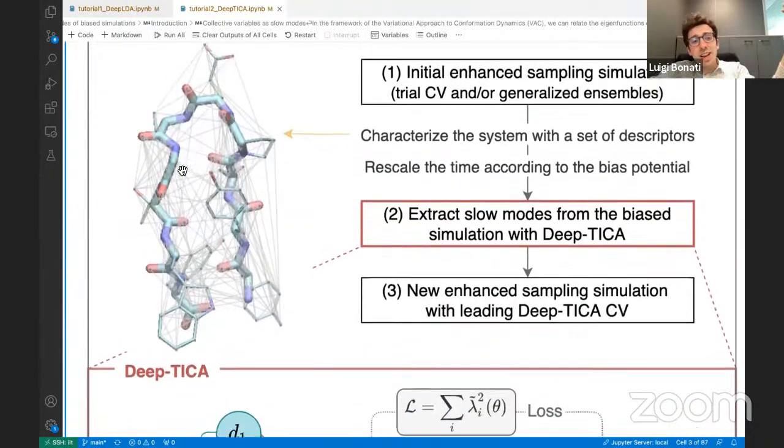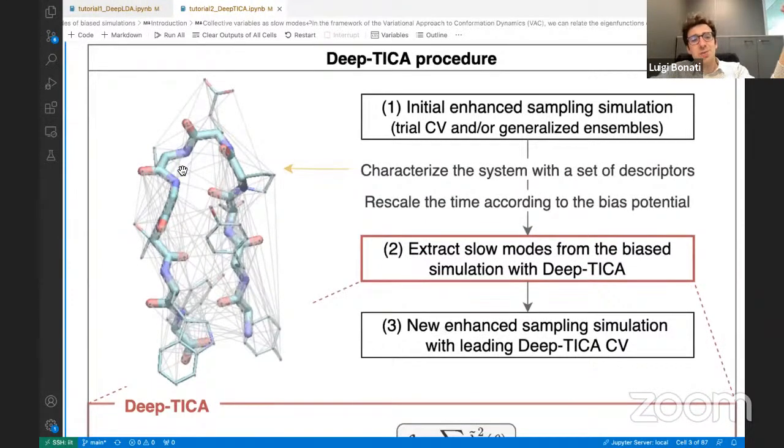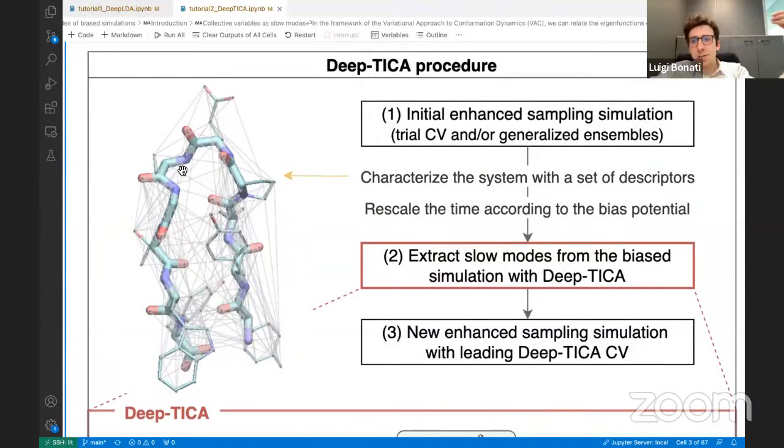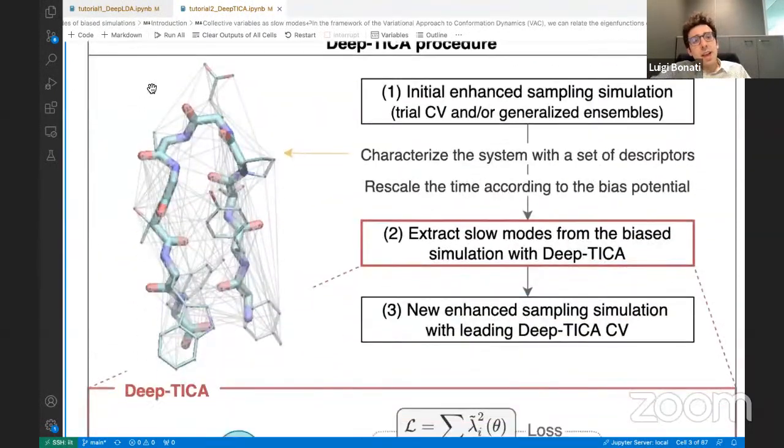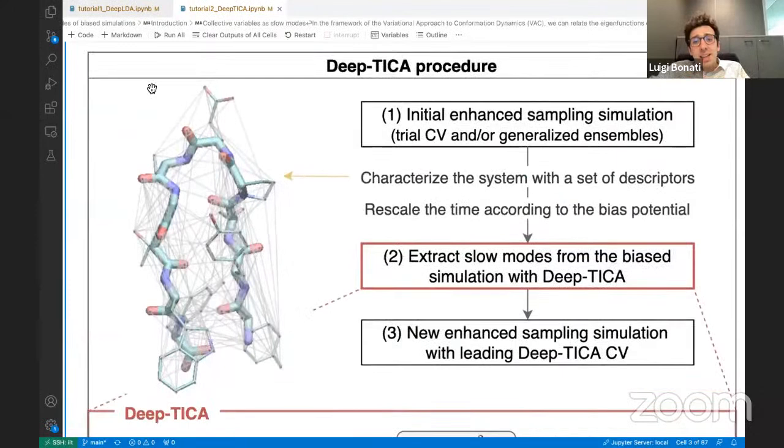In general, what I would suggest is to try to select a subset of these descriptors. The nice thing is that this can be done, if you check out also the reference paper here, in a very blind and data-driven way. In the case of the small protein, chignolin, what we did was first to train a CV using as descriptors all the 5,000 interatomic distances.